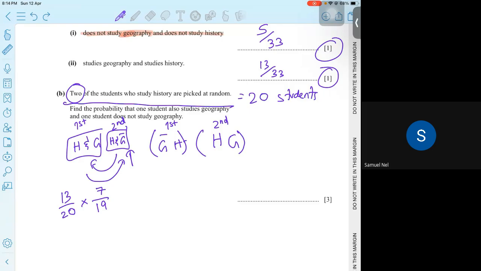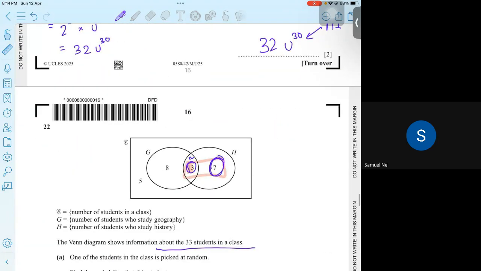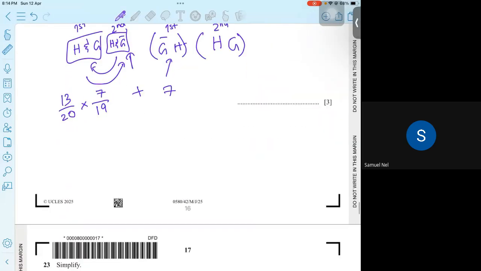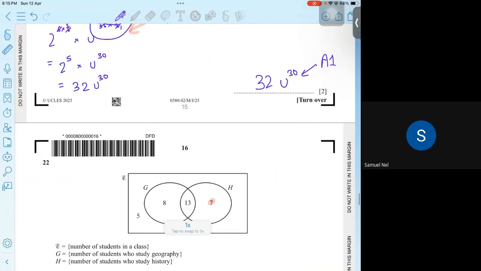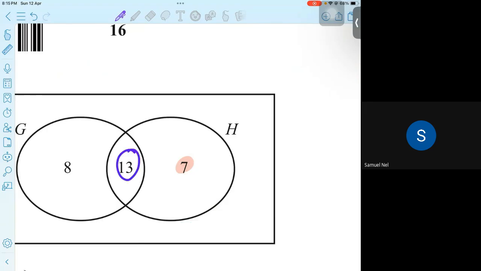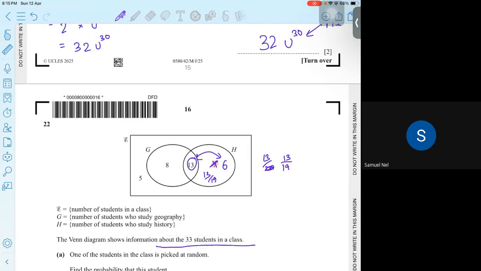So now let's consider the second scenario. In the second scenario, I'm first going to pick not geography and only history. So that's basically referring to these 7 students out of the 20 students. So 7 over 20. Now, when I'm trying to find the second part of history and geography, I'm basically referring to these numbers of people, but it's not 13 over 20, because if you can recall, I had taken a student from here and turned this into 6. So now my total pool has 13 plus 6 equals 19 students. So my total probability is 13 over 19. I hope that's clear enough. Do you understand this?